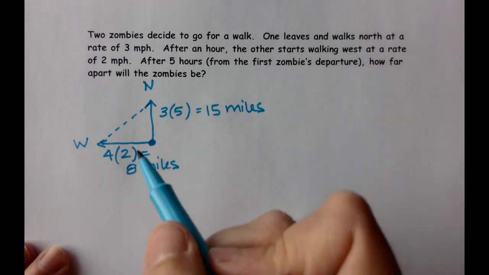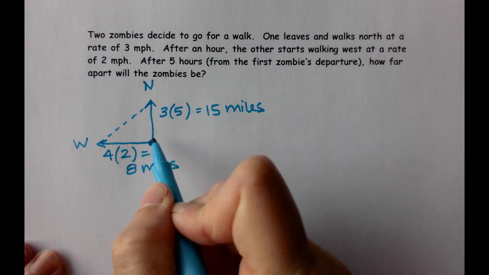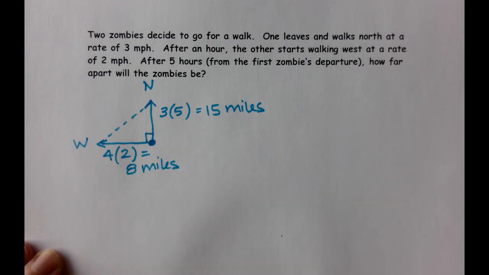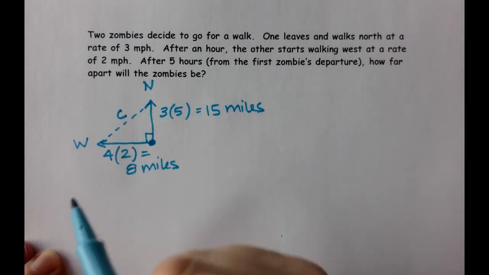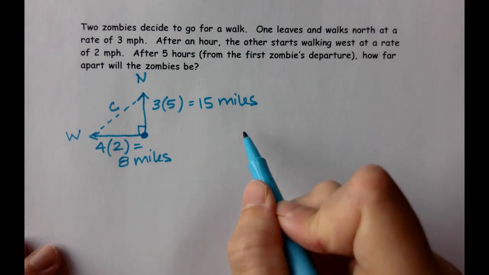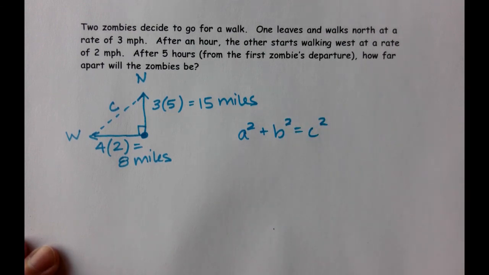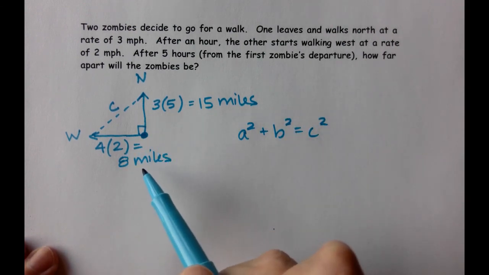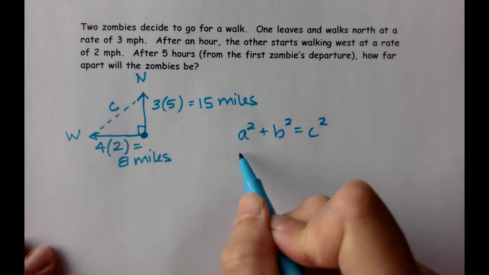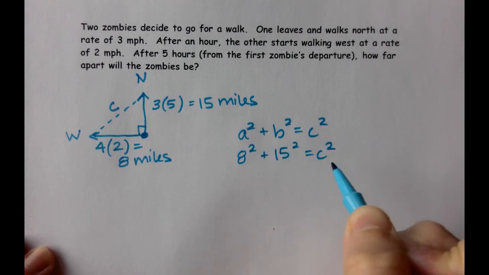And so in this scenario, the northward direction and the westward direction form the right angle. And so the distance that we're looking for is the hypotenuse of this right triangle. The Pythagorean theorem, a squared plus b squared equals c squared. We know both a and b, but we don't know c. Filling in the Pythagorean theorem, we'll get 8 squared plus 15 squared equals c squared.